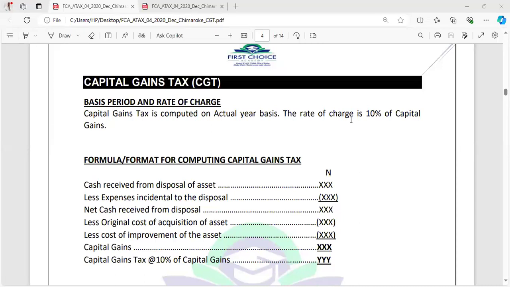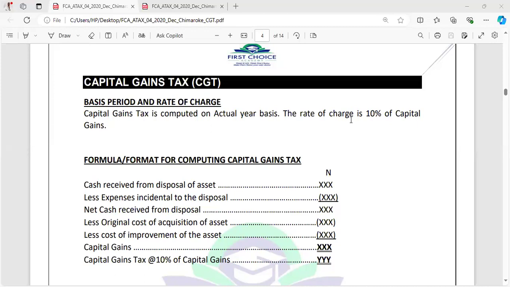So the first thing to do is to get the cash received from the disposal of the assets. Let's say, for example, you have an asset that you disposed of and you receive cash for 10 million naira. Now that 10 million naira is the cash you received from the disposal. That's what stays at the top.